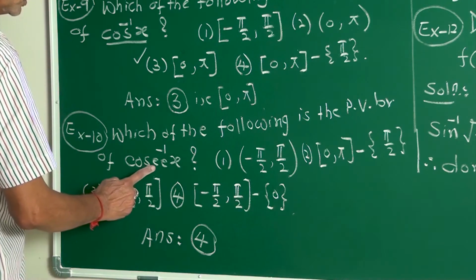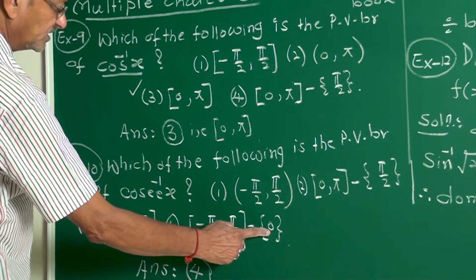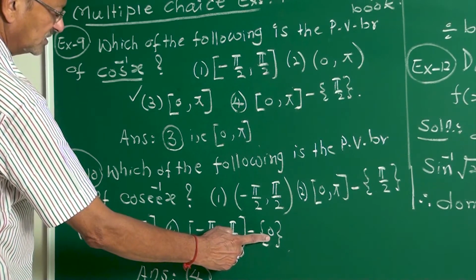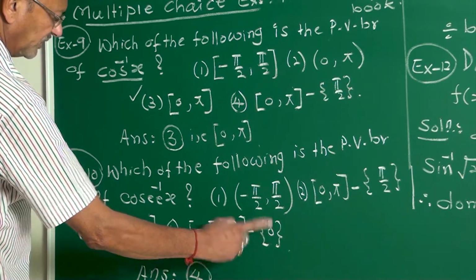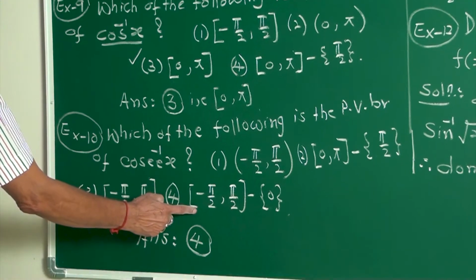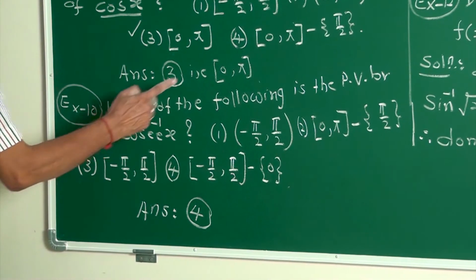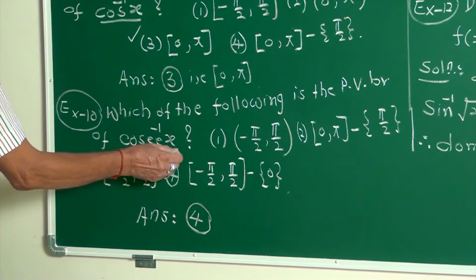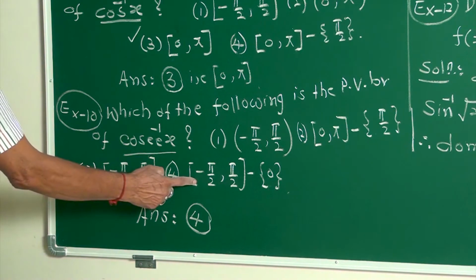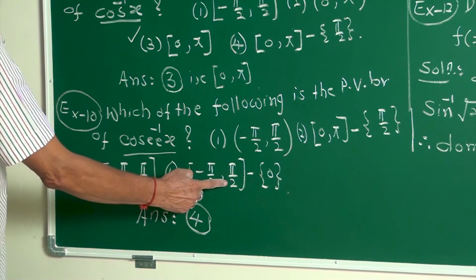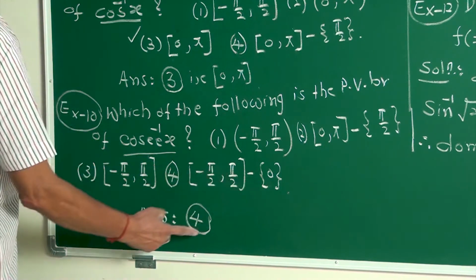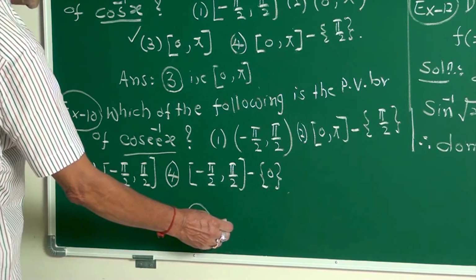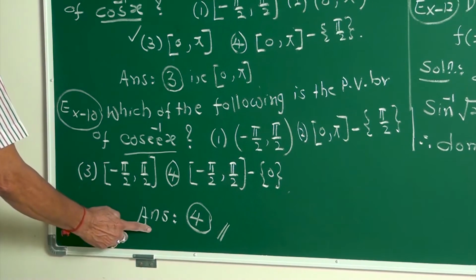Cosec inverse 0 is undefined. It becomes infinity because sin 0 is 0. Undefined. Therefore, the correct answer for the principal value branch or range of cosec inverse x: range of cosec inverse x is closed interval minus pi by 2 to plus pi by 2 minus singleton 0. Fourth is the correct answer.